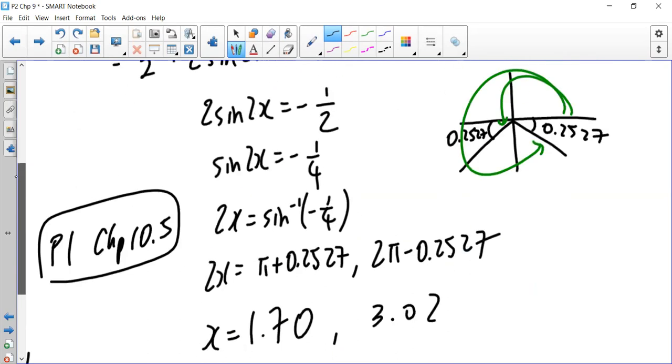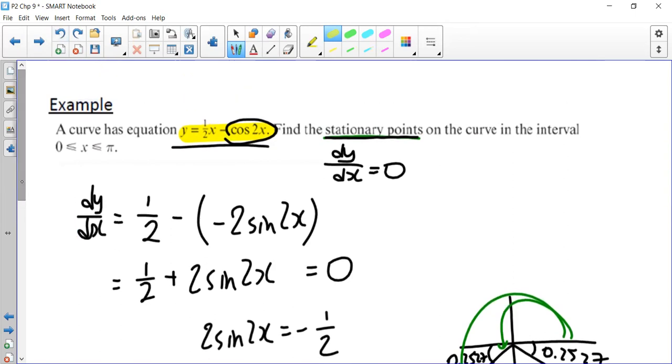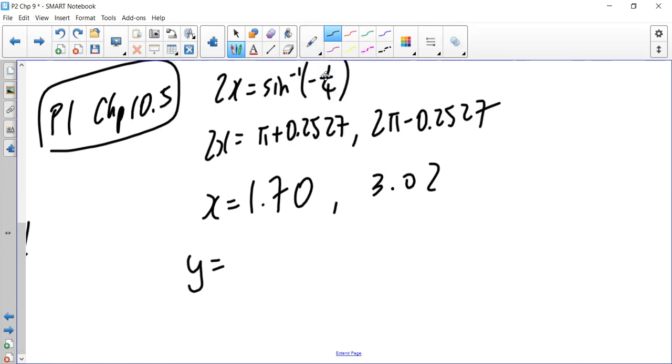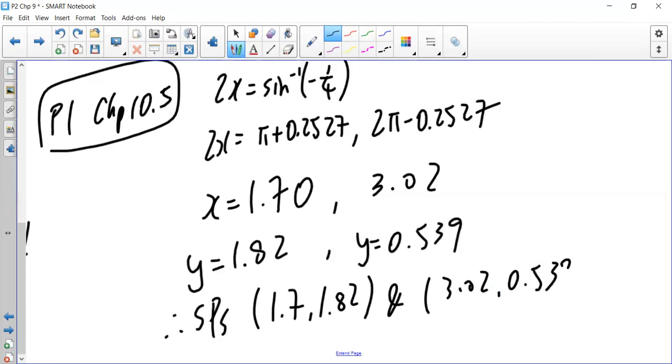To find a y value, I need an equation of y. So the equation of y is the original. It's not this one because there's a dy by dx. Just to make sure you don't put in the wrong equation, you are working out y value, so you put in the y equation. So y equals a half x minus cos 2x. Plug in the calculator, make sure you calculate in radians, and you should get y equals 1.82 and y equals 0.539. So therefore, the stationary points are 1.7, 1.82, and 3.02, 0.539. And that's the end of the question.